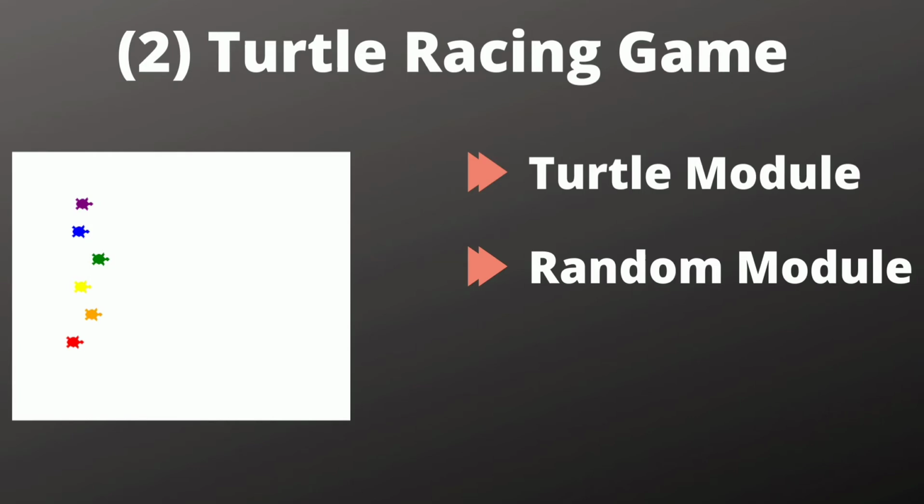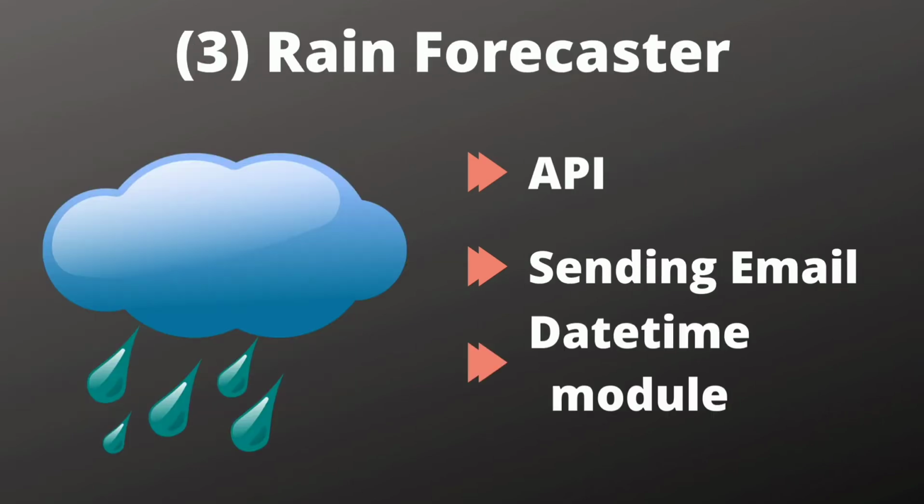Okay, so now let's talk about the third project, which is a rain forecaster. The main motto of this project is sending you an SMS if it will rain in the next 12 hours. So in order to create a project which looks like this, you need to learn about three things, in which the first thing is API.